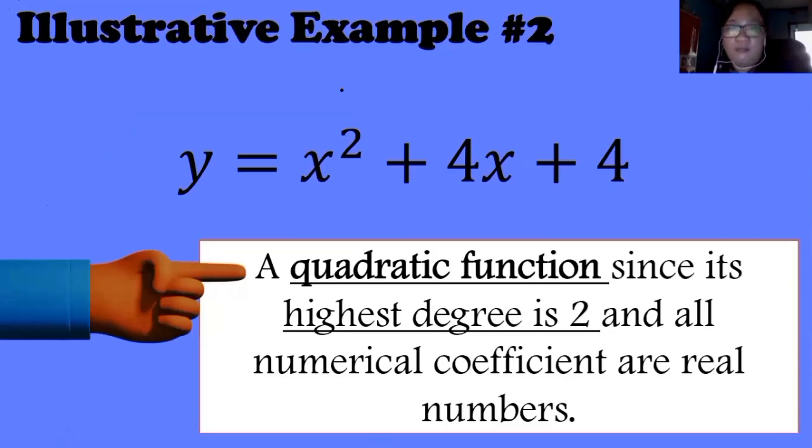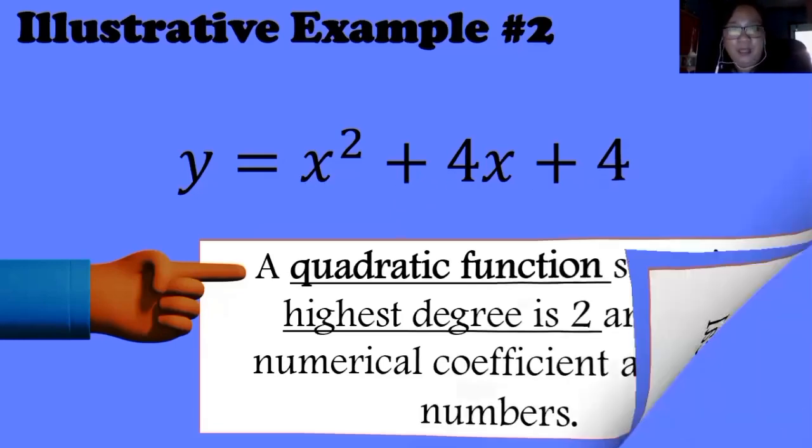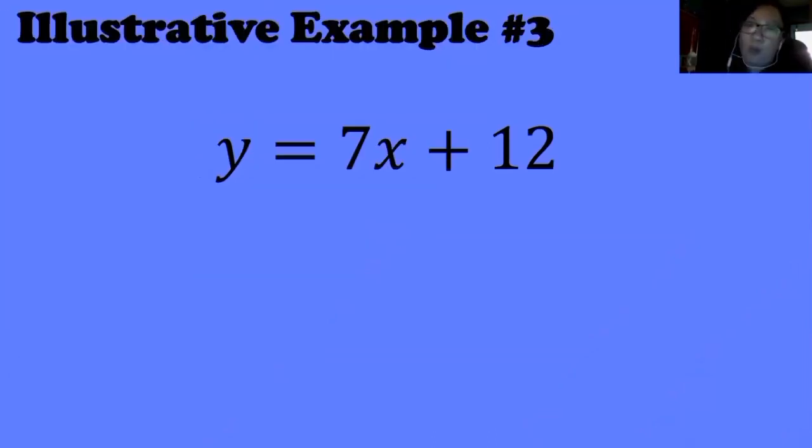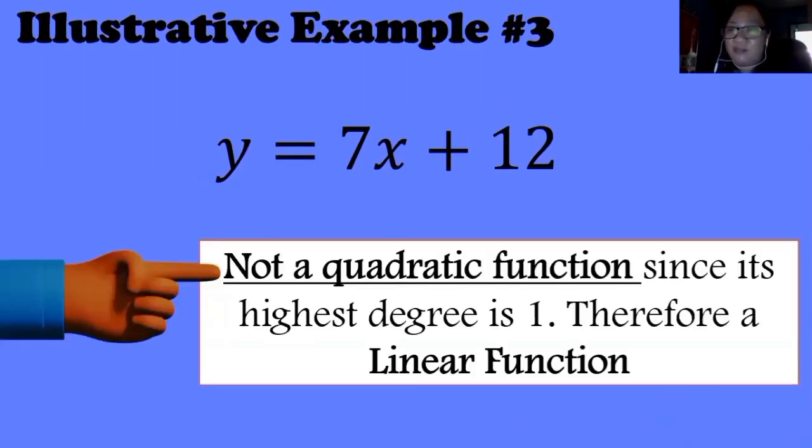Another example, y equals x squared plus 4x plus 4. This is a quadratic function since its highest degree is 2, and all numerical coefficients are real numbers. In that case, we have 1, 4, and 4. Another example is y equals 7x plus 12. This is not a quadratic function since its highest degree is 1. Therefore, this is a linear function. Okay?